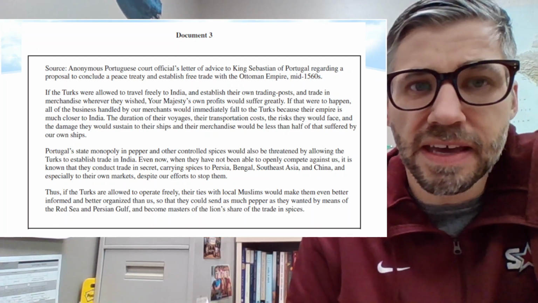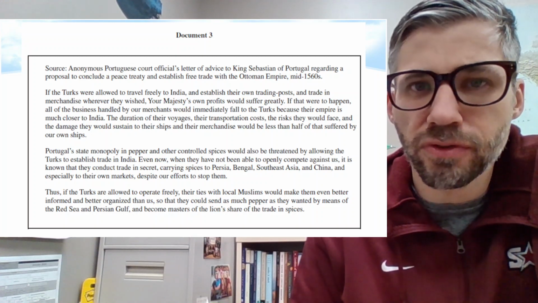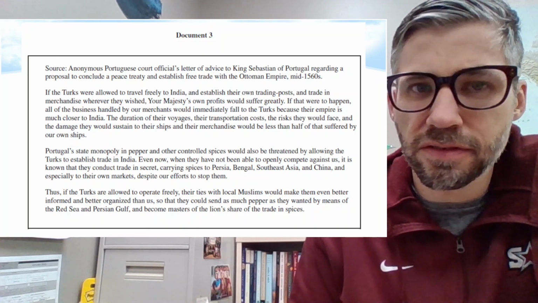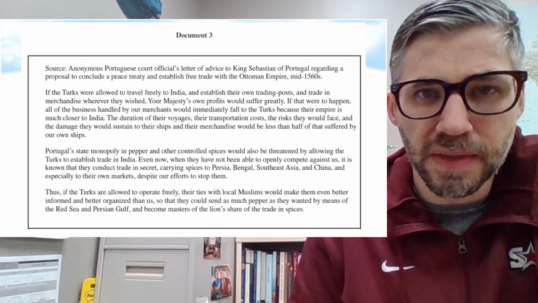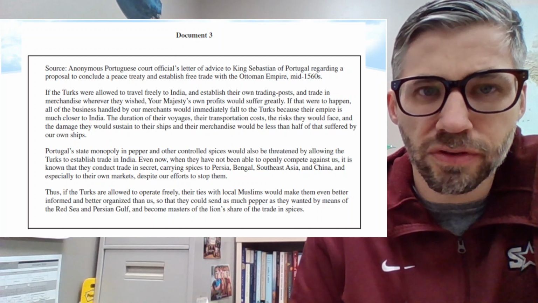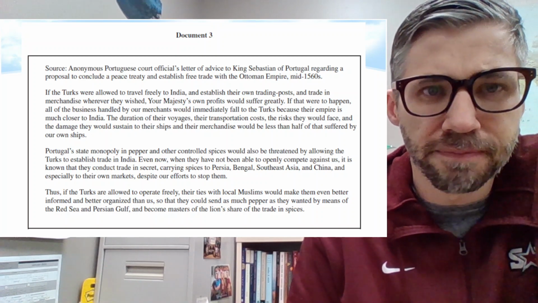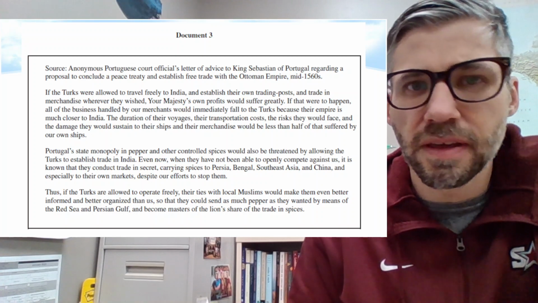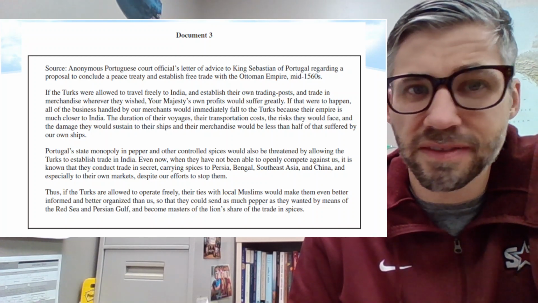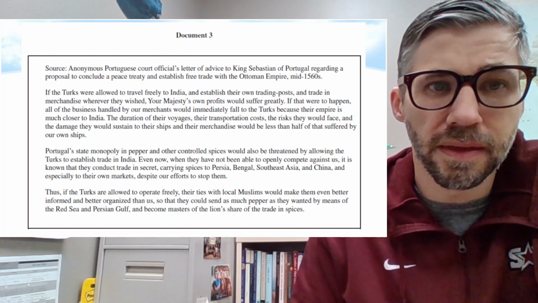If the Turks were allowed to travel freely to India and establish their own trading posts and trade in merchandise wherever they wanted, your Majesty's own profits would suffer greatly. If that were to happen, all the business handled by our merchants would immediately fall to the Turks because their empire is much closer to India. The duration of their voyages, their transportation costs, the risks they would face, and the damage they would sustain to their ships and their merchandise would be less than half of that suffered by our own ships.